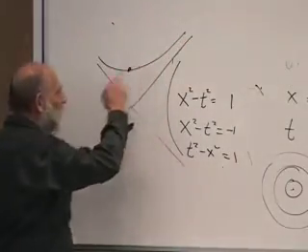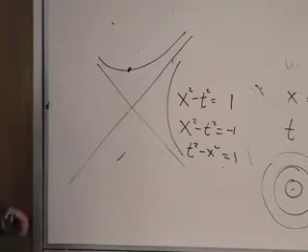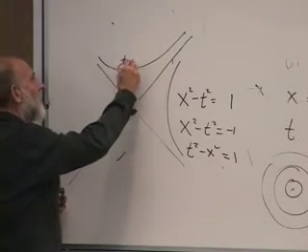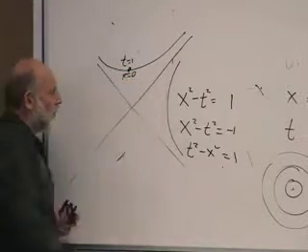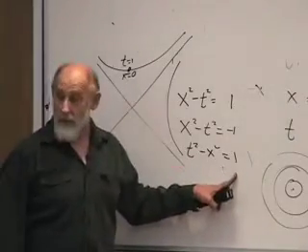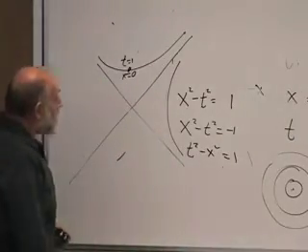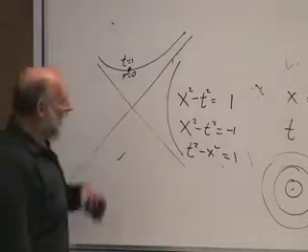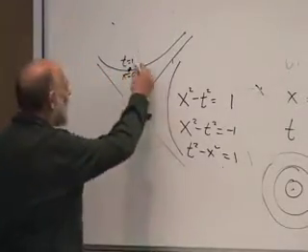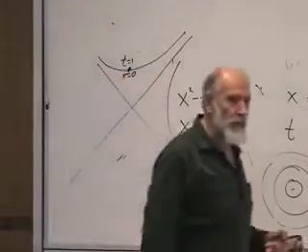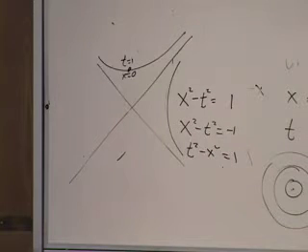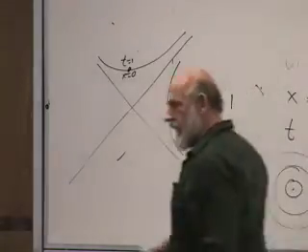Let's look at it right at this point over here. At that point, t is equal to 1, x is equal to 0, and t squared minus x squared is equal to 1. So it's not that anything crazy has happened over here, that space has become time and time has become space or anything like that. It's just that the coordinate that we're using has a funny property.